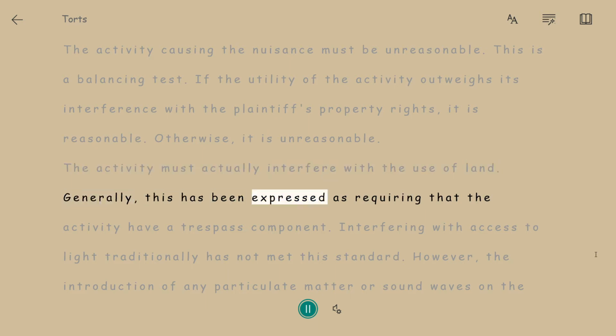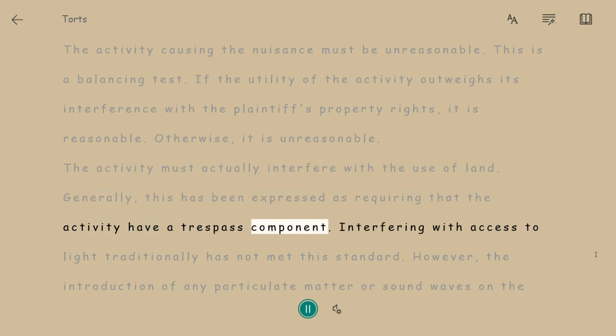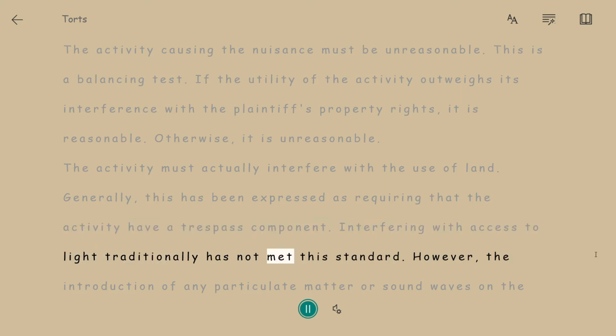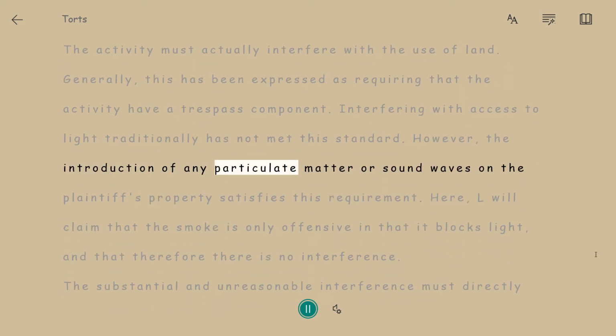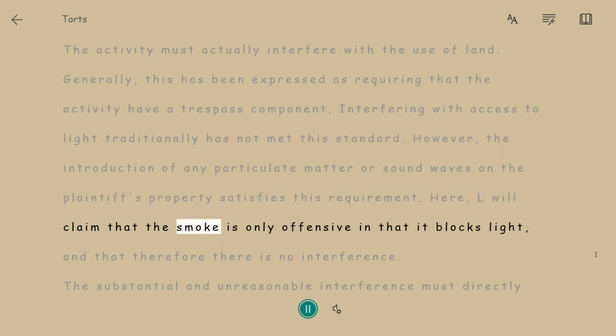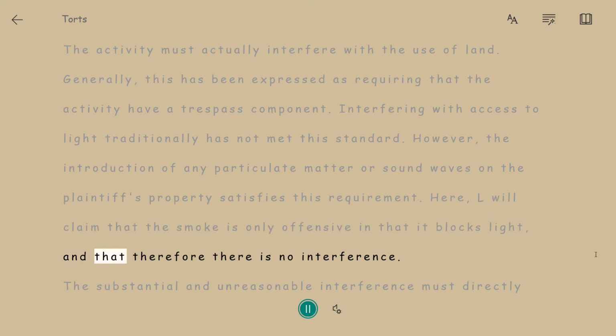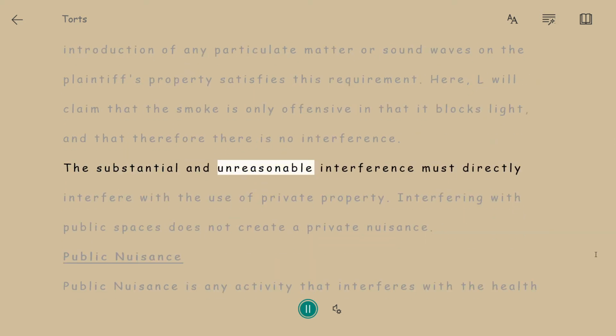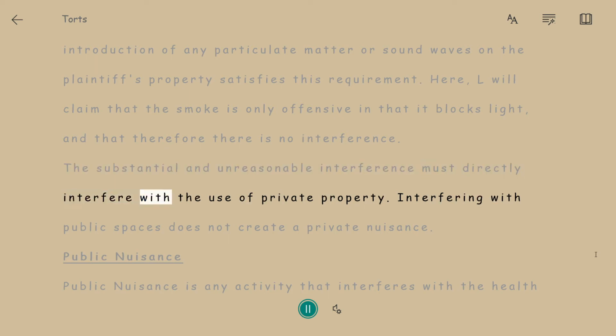Generally, this has been expressed as requiring that the activity have a trespass component. Interfering with access to light traditionally has not met this standard. However, the introduction of any particulate matter or sound waves on the plaintiff's property satisfies this requirement. Here, L will claim that the smoke is only offensive in that it blocks light, and that therefore there is no interference. The substantial and unreasonable interference must directly interfere with the use of private property.